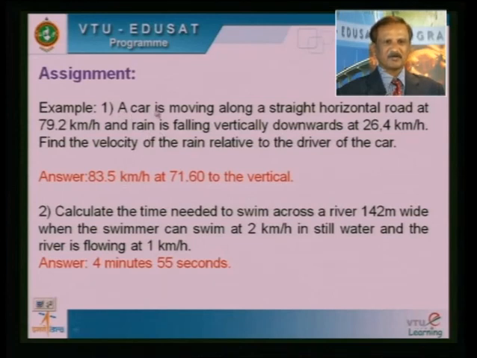A similar example: a car is moving along a straight horizontal road at 79.2 kilometer per hour, and the rain is falling vertically downwards at 26.4 kilometer per hour. Find the velocity of the rain relative to the driver of the car. I hope the answer is 83.5 kilometer per hour at 71.60 degrees to the vertical. Another example: calculate the time needed to swim across a river 142 meters wide, when a swimmer can swim at 2 kilometer per hour in still water and the river is flowing at 1 kilometer per hour. The answer is 4 minutes 55 seconds. Friends, I hope you can take these two examples as an assignment.